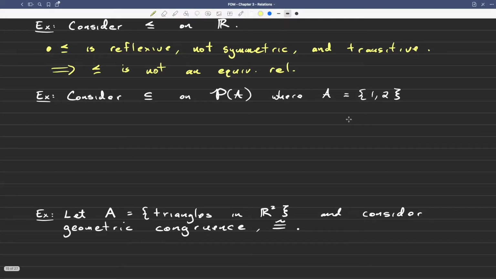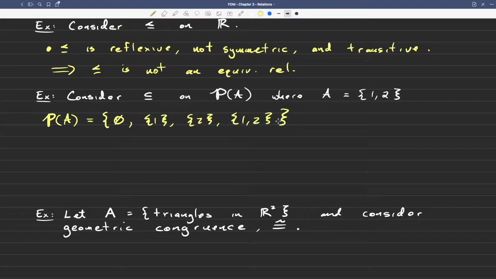Okay, how about set containment on P(A)? Remember, that's the power set. The power set is the set of all subsets of A, and A is this particular set {1, 2}. So let's write down what those sets are. The power set of A would be all the subsets of the set containing 1 and 2. So I'd have the empty set, I'd have the two singletons, and then I'd have the whole set.